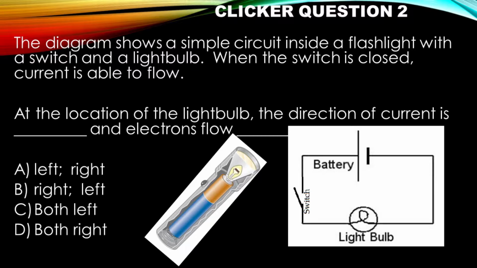So this one says the diagram shows a simple circuit inside a flashlight with a switch and a light bulb. When the switch is closed, current is allowed to flow. At the location of the light bulb, the direction of the current is blank and the electrons flow blank. So follow this diagram that we have here to answer what the direction of the current is and what the direction of the electrons moving is going to be.